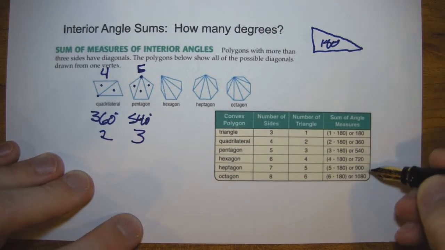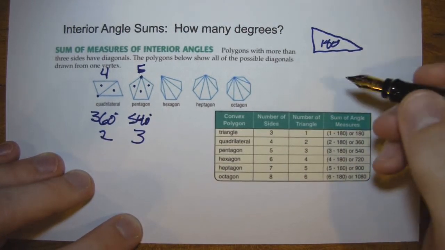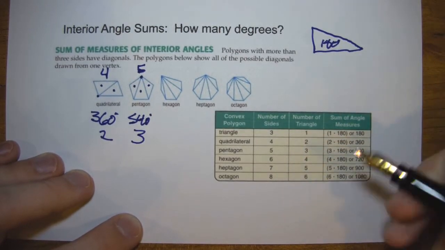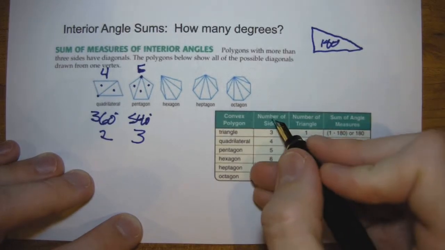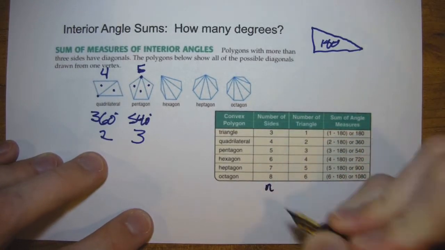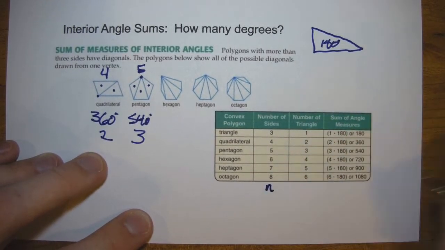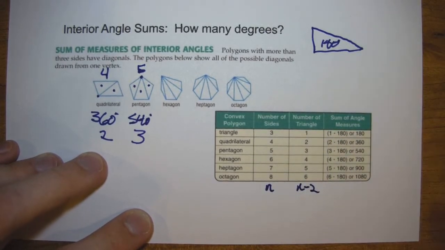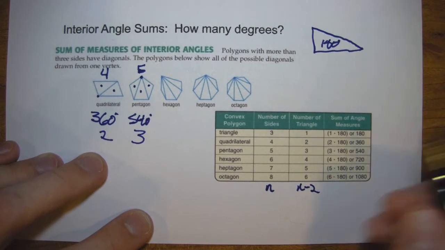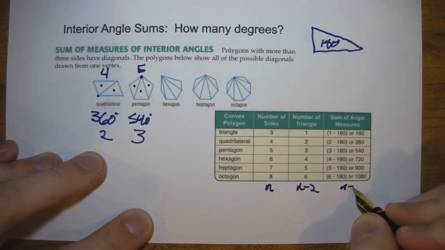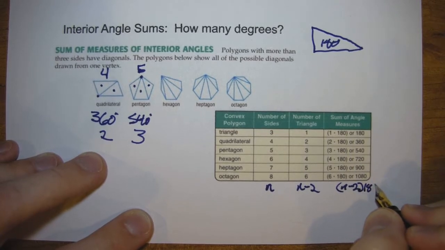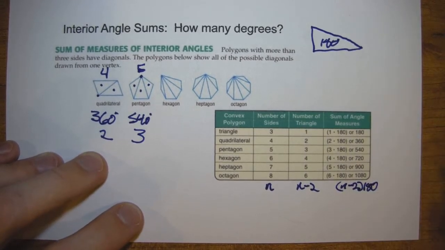So notice one pattern that seems to emerge is that the number of sides and number of triangles is off by 2 every time. I can take this number of sides, so we'll call it n, and then to get the number of triangles that we need, we just simply take n and subtract 2. Once we've got that, we can take that number, that n subtract 2, and simply multiply it by 180. And then that provides us our amount.